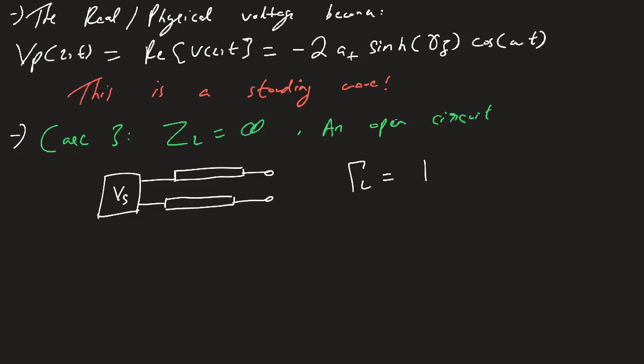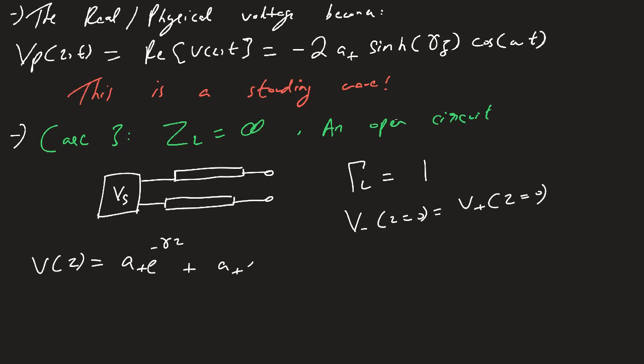Then gamma L, with ZL infinity, becomes 1. So if gamma L is equal to 1, this implies that V minus at z equal to 0 is equal to V plus at z equal to 0. So V of z becomes equal to a plus e to the minus gamma z plus a plus e to the gamma z, right? So this becomes equal to 2a plus cosine hyperbolic of gamma z.